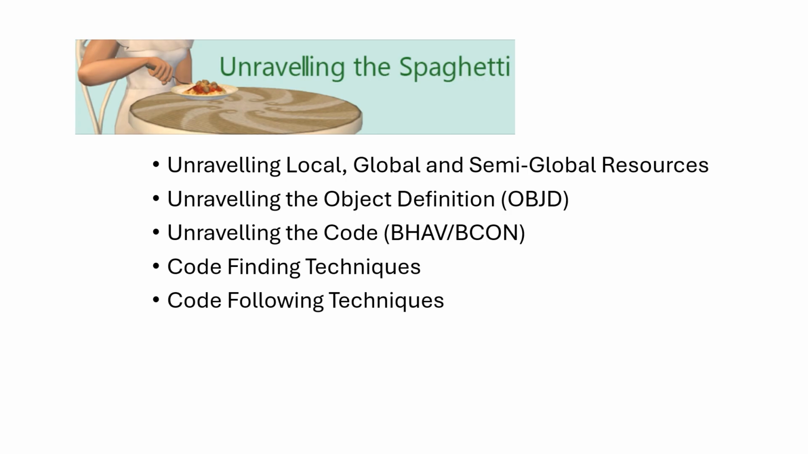So we're going to look at the difference between local, global, and semi-global resources. We're going to look at the mess, which is the object definition. Going to look at some of the code and how you unravel it. Then I'm going to talk a little bit airy-fairy about how I find code, because you can't really edit something until you've found it. And part of that then is, well, I've found somewhere I can start, but how do I get to where I want to go? So that's the finding and following techniques. It's going to be a little bit of hand waving, which on our audio call is going to be exciting.